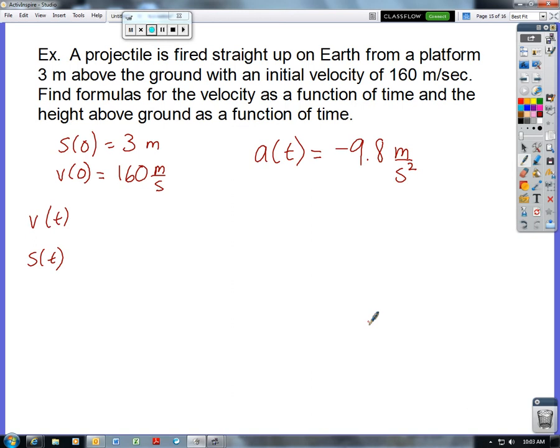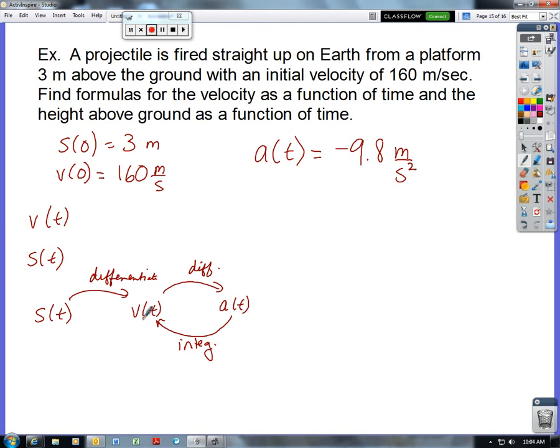Now we can integrate that to get the velocity. So let's just review this. If you have s of t and you differentiate, you get v of t. If you differentiate that, you get a of t. So if you go backwards, if you have a of t, the acceleration, and you integrate, you'll get velocity. And if you have velocity and integrate that, you'll get position.